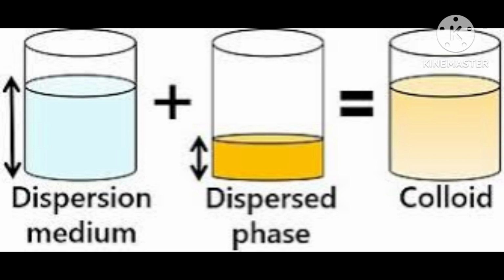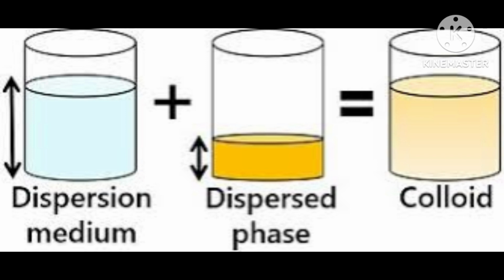Okay. Then I told you that depending upon whether the dispersed phase and the dispersion medium are solids, liquids or gases, 8 types of colloidal systems are possible. Now I am telling you the examples of various types of colloids, all 8 types.